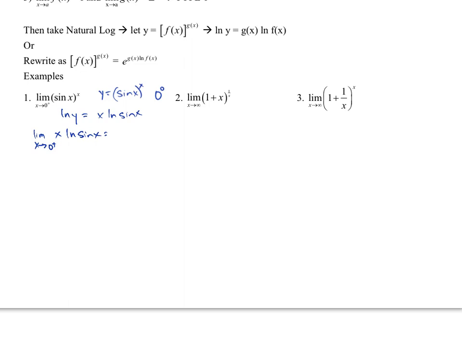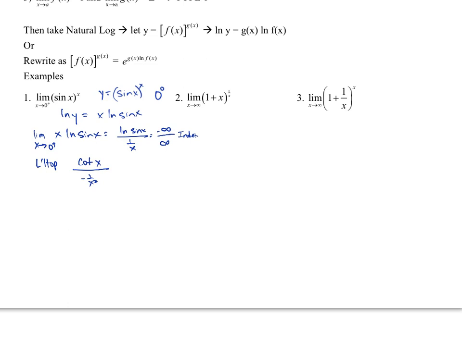If you rewrote this, we would end up with ln sine x, and I'm going to put the 1 over x on the bottom like that. And if I plug in 0 from the right, I will end up with negative infinity over infinity, which is an indeterminate form. So we'll go ahead and L'Hopital it. So we will L'Hopital this, and we end up with the cotangent, because this is going to be 1 over the sine of x. So I'm just going to write it as the cotangent of x, and on the bottom I will get negative 1 over x squared.